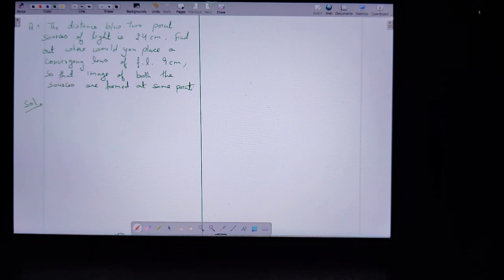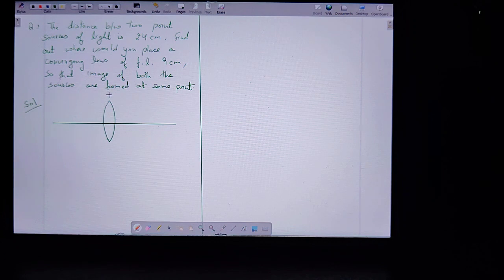Now we know that if both the sources are on the same side of the lens and they are not at the same point, there's a separation between the two, then the image cannot coincide, because as the object moves towards the lens, image moves away from the lens, right? So clearly the images cannot coincide. This can only happen if the objects are placed on two different sides of the lens, because then for one the image formed will be real, and for the other one the image formed will be virtual.